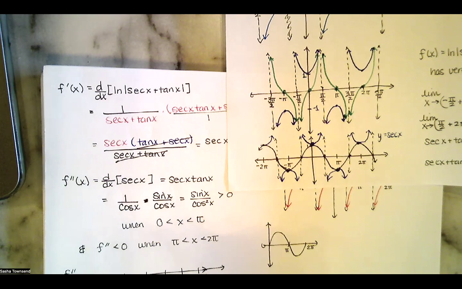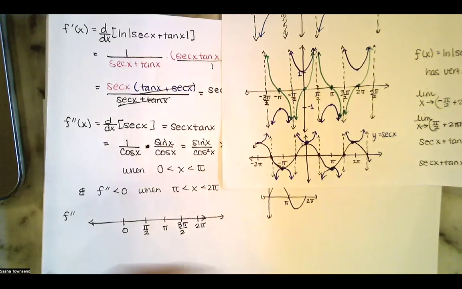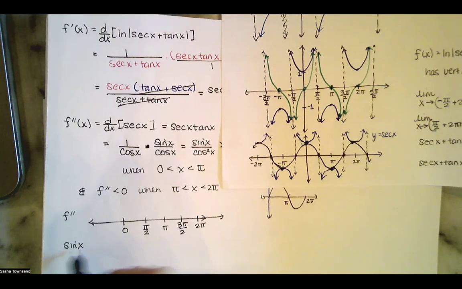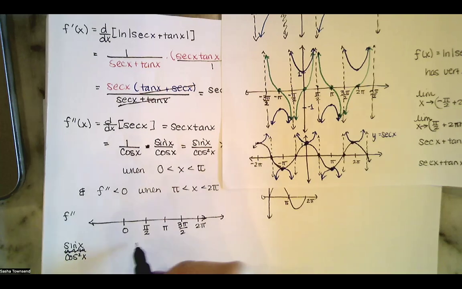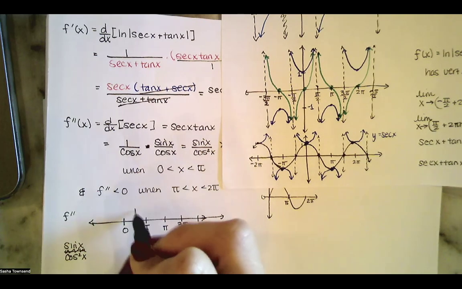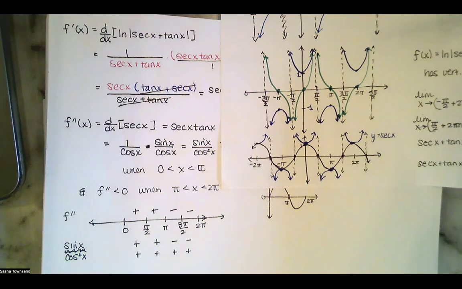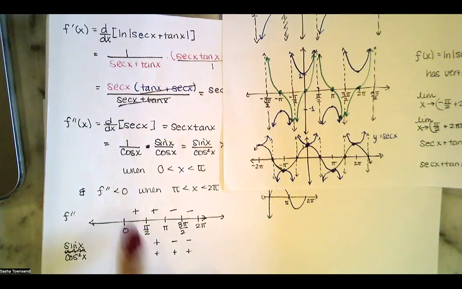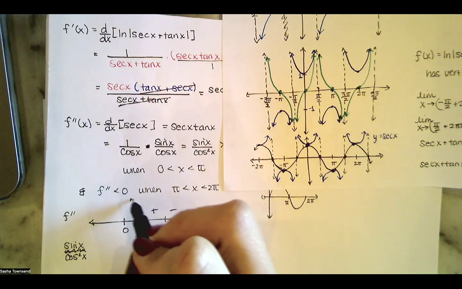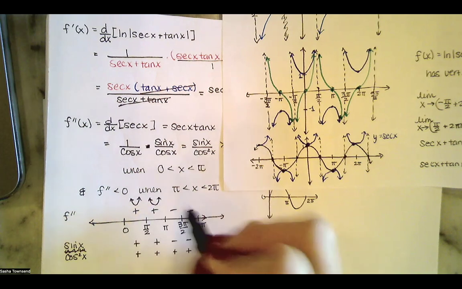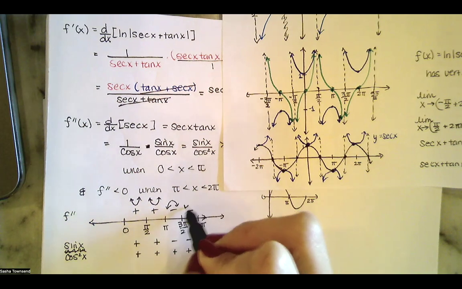See, our second derivative is sine of x divided by cosine squared x. Sine is positive, positive, and negative, and negative. Cosine squared is always positive. So we get positive, positive, negative, negative for our sign of x double prime. So we would say the graph is concave up, and then we have concave down and concave down.